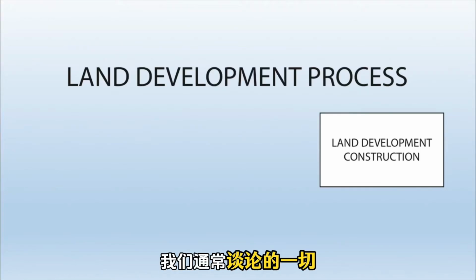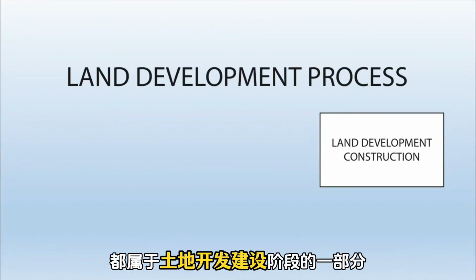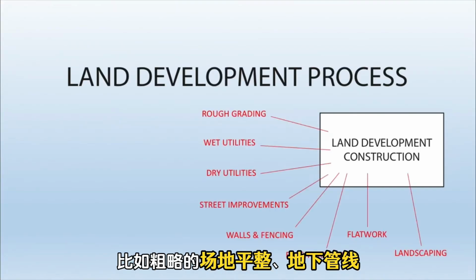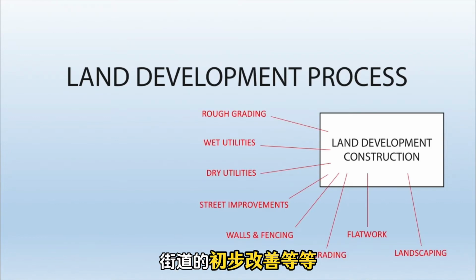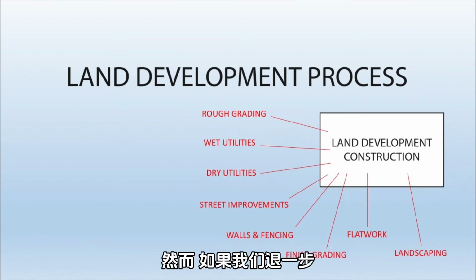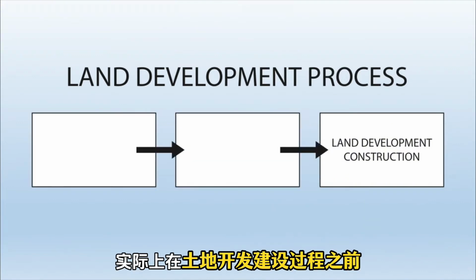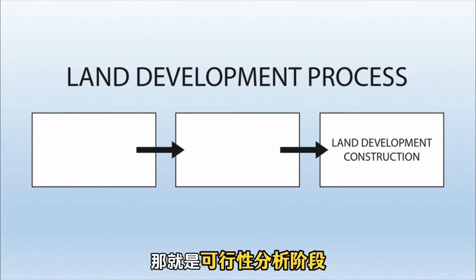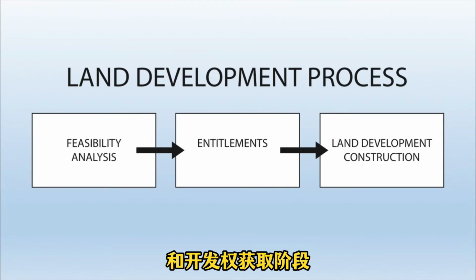So up till now, everything that we've usually talked about has been part of the land development construction stage, such as the rough grading, the wet utilities, dry, street improvements, and so on, all the way to the flat work and the landscaping. However, if we take a step back and go to the beginning, there's actually two big steps before the land development construction process, and that's the feasibility analysis and the entitlement stage.